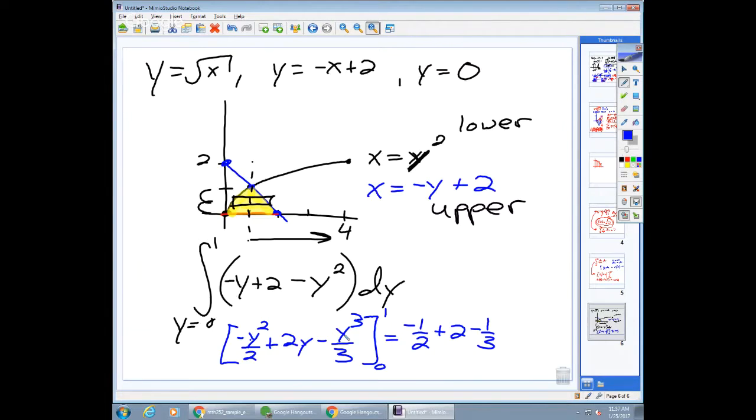All right, so let's see. 1/2 and 1/3 is 5/6. So I want 2 minus 5/6, which is 1 1/6. So somehow, anybody with a calculator, is that 1.166666? So it looks like we got it.